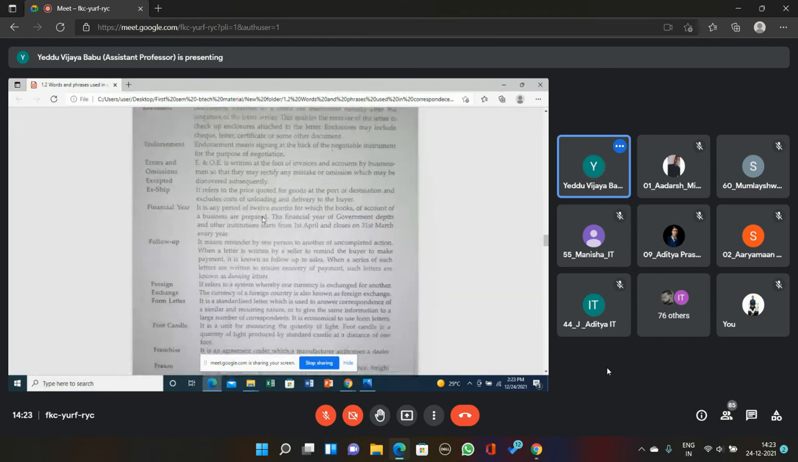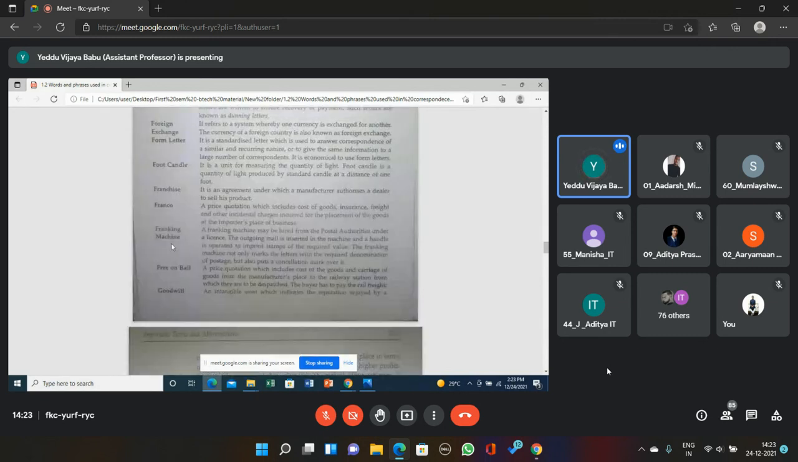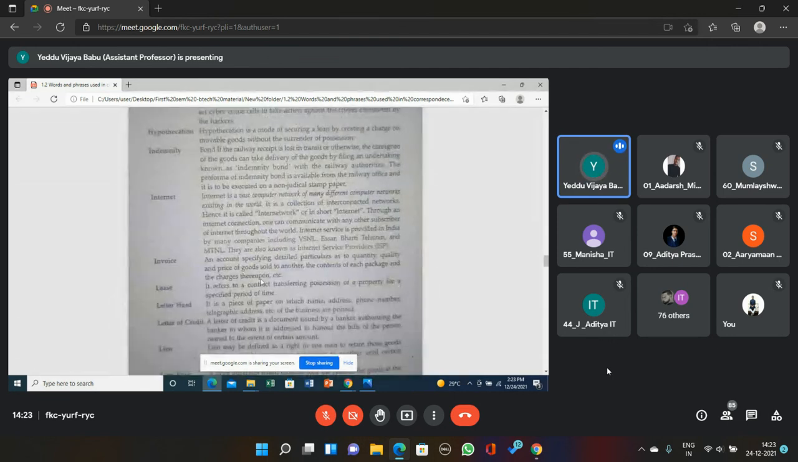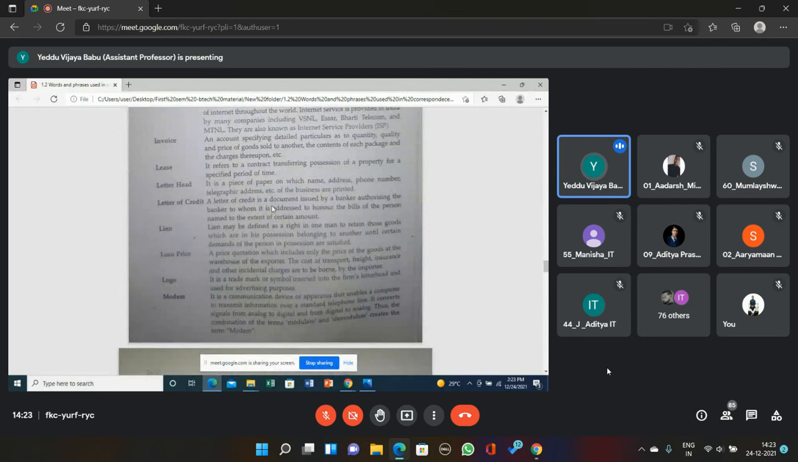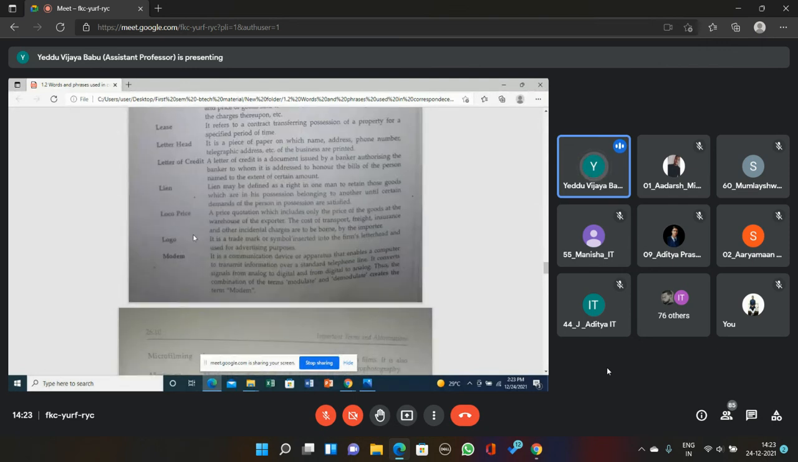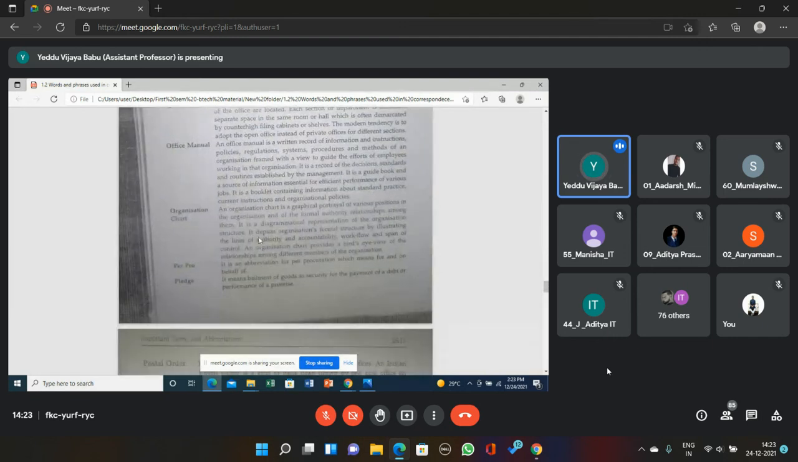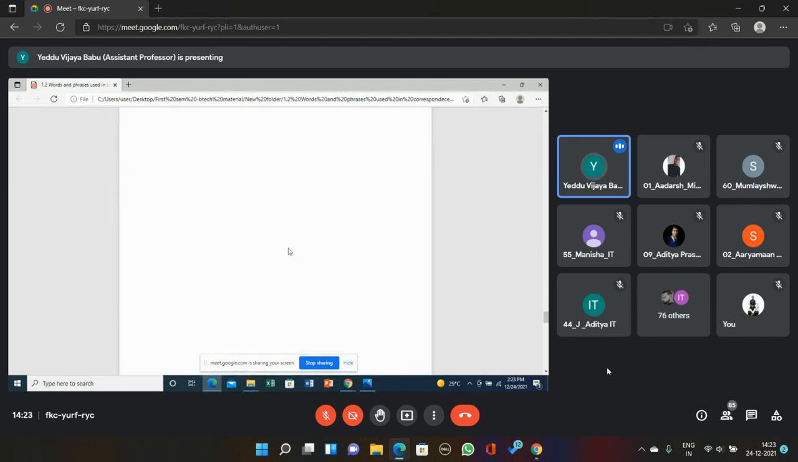The meaning is given here. Like ex-quay, this is not an English word, this is a borrowed word. It refers to the price quoted for goods at the port of destination, and excludes costs of unloading and delivery to the buyer. This is the word and this is the meaning. Like franking machine, free on rail, goodwill, guide card, hacking, internet, invoice, lease, letterhead, lien, logo, modem, multimedia. So these are all the words, and the meanings are given for you.